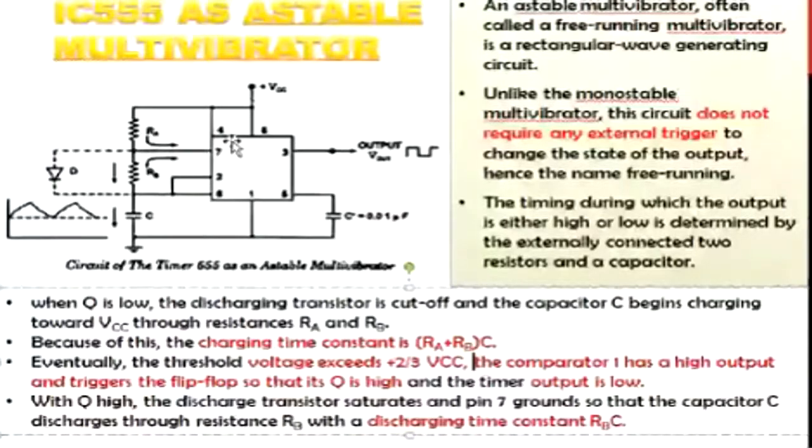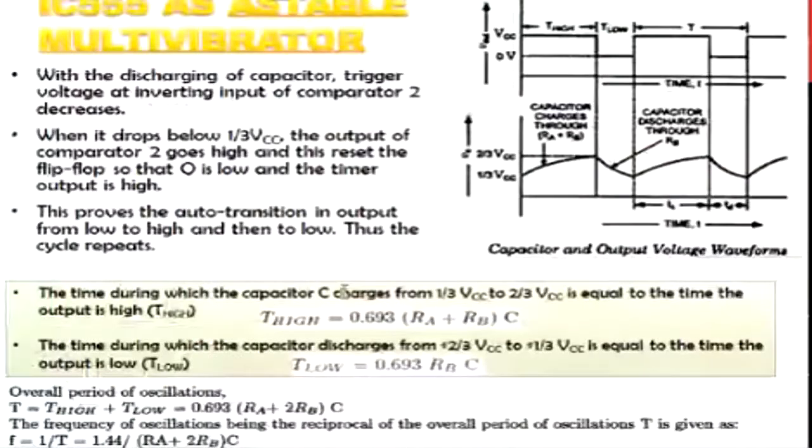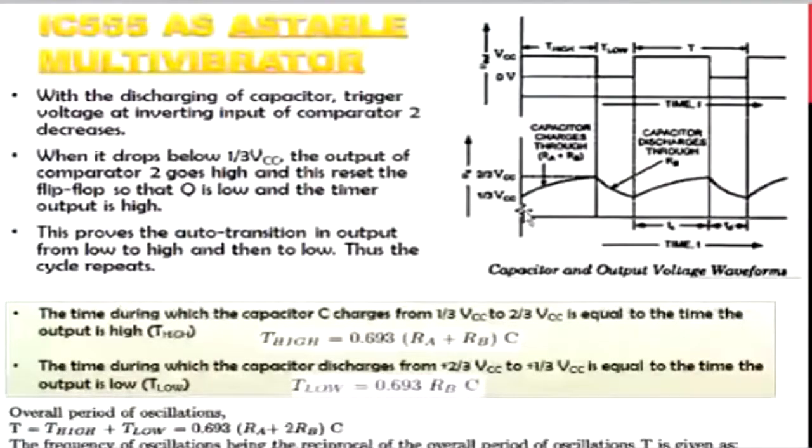In the discharging path, there is only one resistor RB, so the discharging time constant is RB into C. Whereas while charging, there are two resistors RA and RB, so the charging time constant is RA plus RB into C. While the capacitor is charging, the output is in the high state.